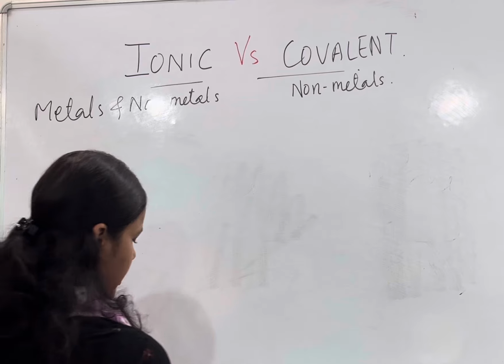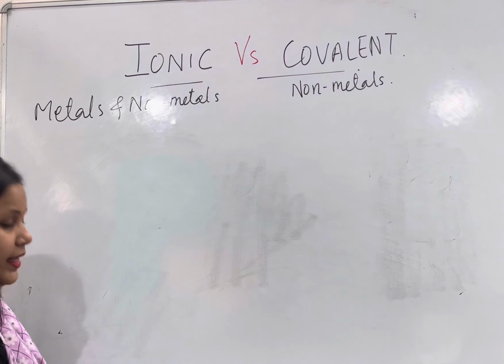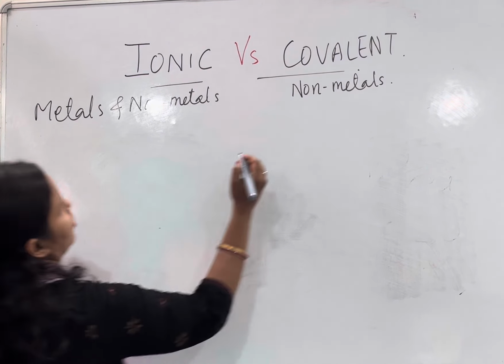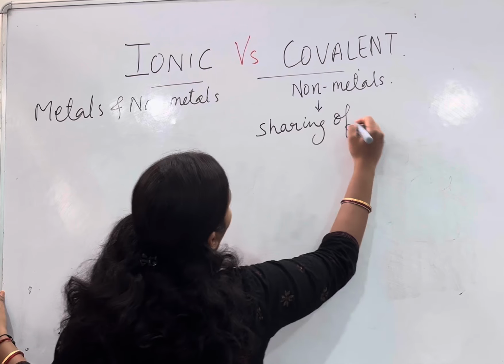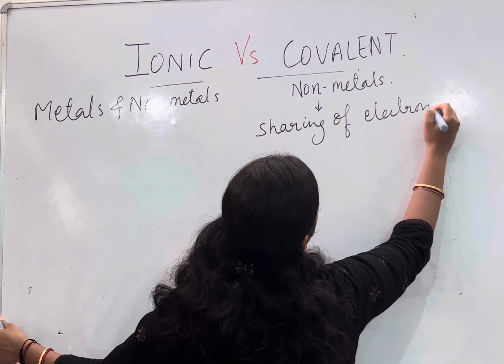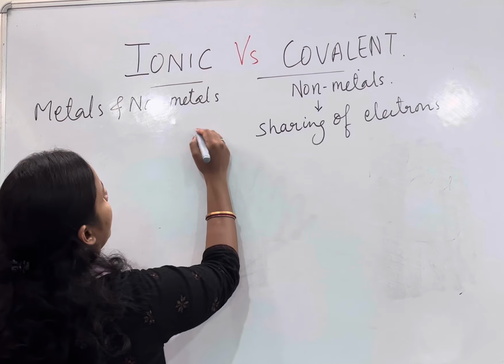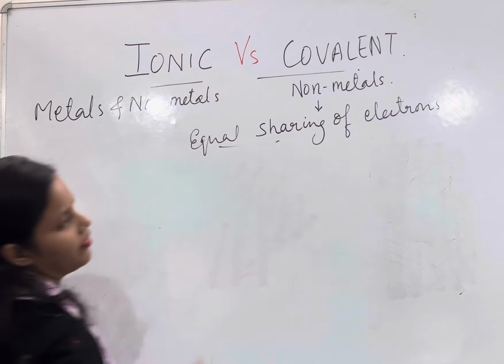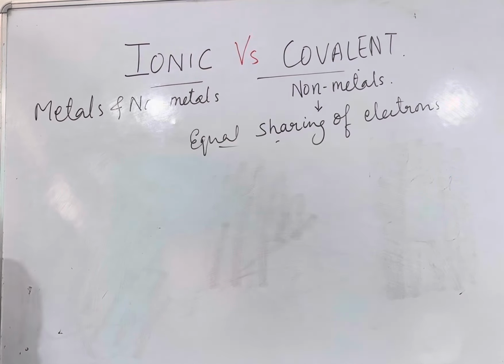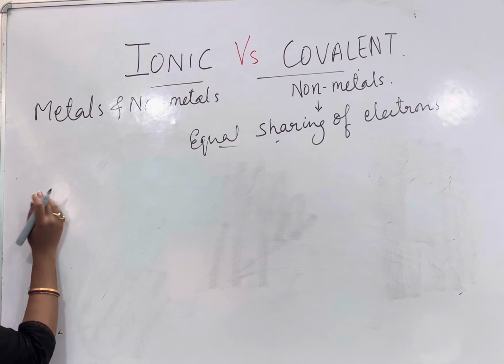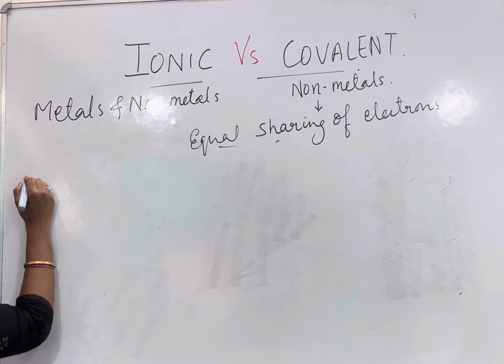Now by definition, as I told you, non-metals, they can do sharing of electrons. Non-metals, they share electrons. The main word is equal sharing of electrons. So covalent bond is formed by the equal sharing of electrons between the same non-metal or 2 different non-metals. For example, let us understand. First we will understand with the example of a H2 molecule, hydrogen molecule, how it is.